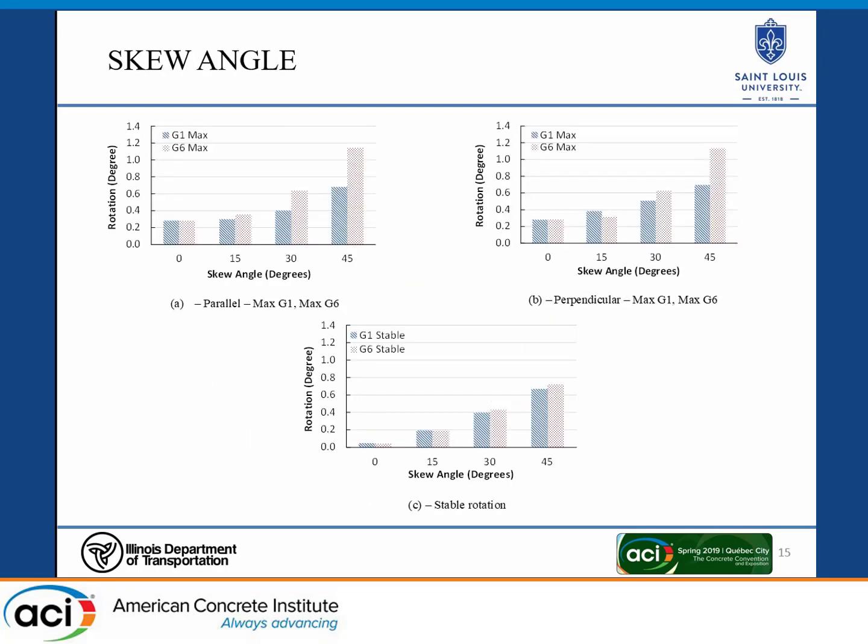Then these are results for all the other skew angles. There is a noticeable increase as the skew angle increases. Between the parallel and perpendicular, using a perpendicular increases the rotation in G1 significantly, but for G6, it's approximately similar to each other. And then these are the stable rotation values that increase as the skew angle increases.